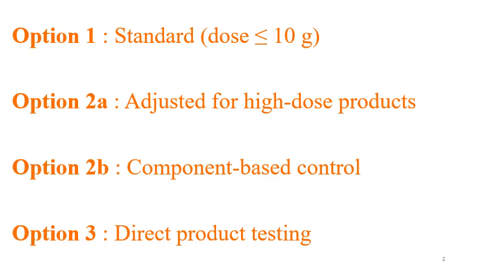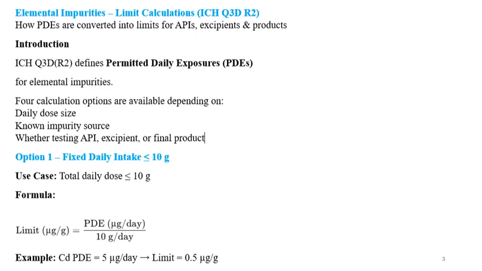So Option 3 you can say is product testing, and whatever the limits are there, these limits should not be crossed in the drug product. So testing is required in Option 3, while based on the risk assessment you can justify the drug product is passing the limits as per Option 1, 2A and 2B. Now we will see these options in detail.